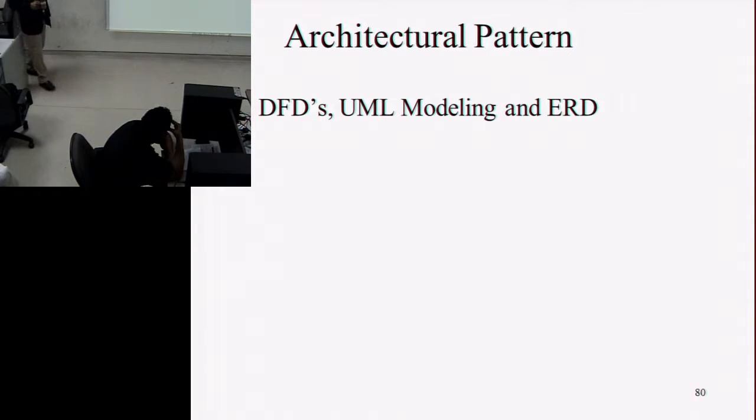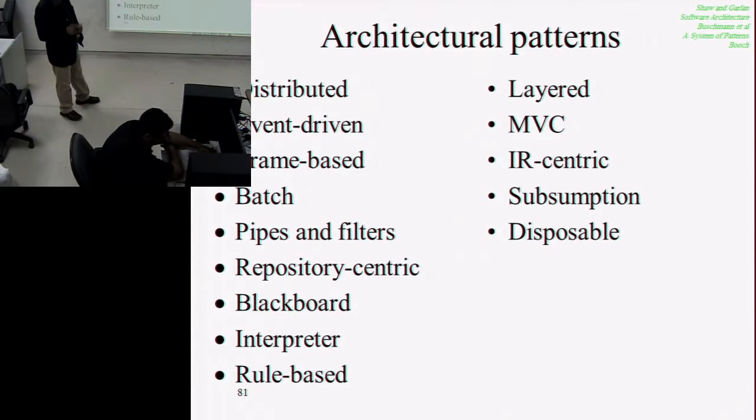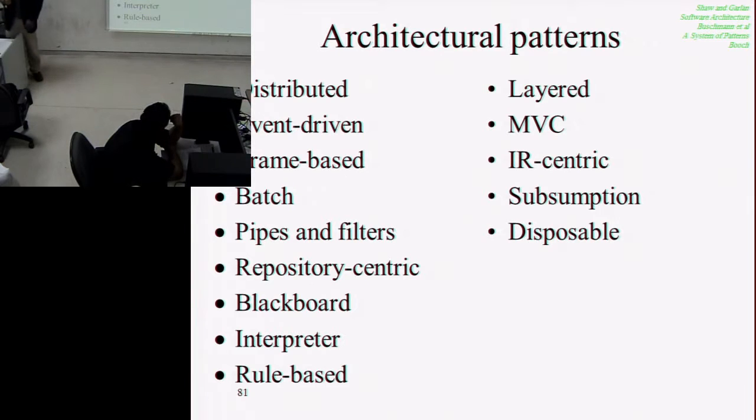I already covered the concept of the architectural pattern. We have DFDs, UML modeling, and the ERD diagram. These are some more examples of architectural patterns: distributed architecture pattern, event driven, frame based, batch, pipes, filters, repository centric, blackboard, interpreter, rule based, layered, MVC, IR centric, subsumption and disposable. Few of them I am going to cover, not all.